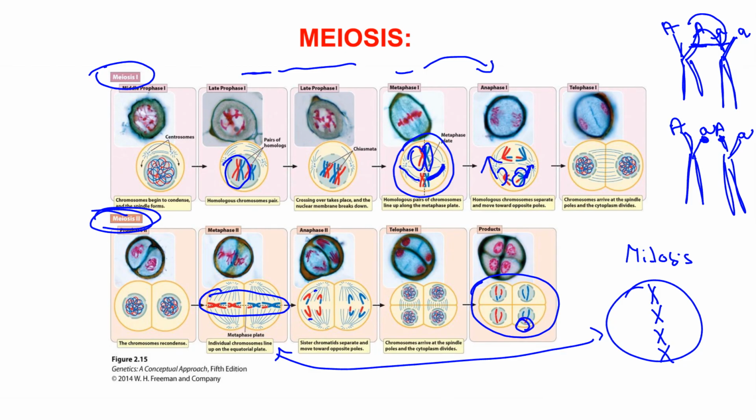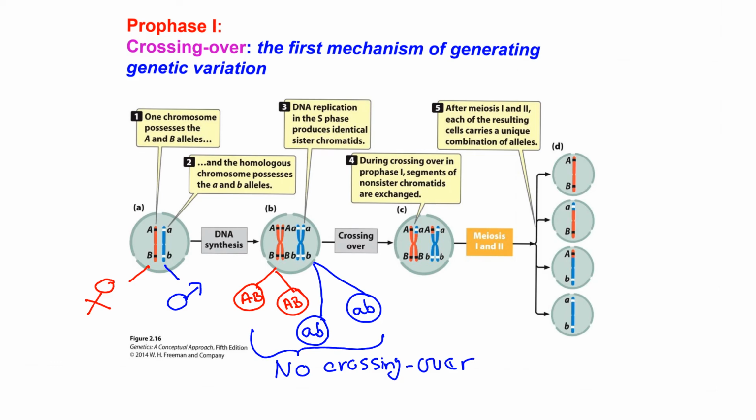So let's talk about crossing over, the first mechanism of generating genetic variation. Crossing over takes place during prophase 1, and what happens is that alleles located on non-sister chromatids of a homologous chromosome pair are exchanged. Let's look at this scenario. We have one pair of chromosomes here. Let's consider the red one coming from the mother and the blue one from the father. We see two genes, gene A and gene B. Now, the mother possesses the dominant alleles of both genes, while the father carries both recessive alleles.